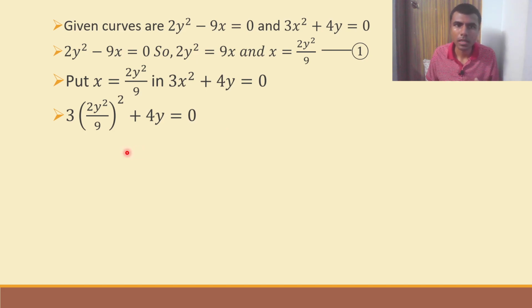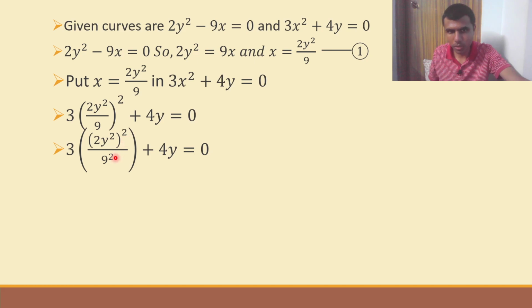Now let's solve. This is like a by b whole power m, which is a power m by b power m. So this would be 2y square whole square divided by 9 square. So 3 into 2y square whole square by 9 square. Now 2y square whole square is 4y power 4, because 2 square is 4 and y square whole square is y power 2 into 2, that means y power 4. So I'd get 3 into 4y power 4 by 9 square, 9 into 9, 81.